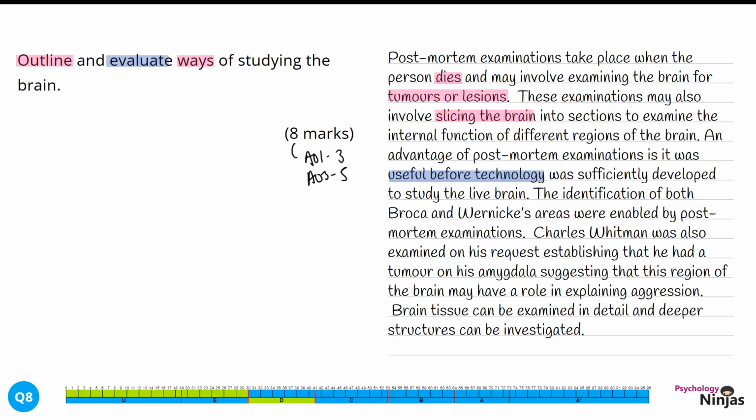Brain tissue can be examined in detail and deeper structures can be investigated. We've clearly explained in detail different examples in which postmortems have been used in psychology, looking both at the functionality of brain structures and also aggression as a behaviour. We're going to develop a weakness as a counter-argument.